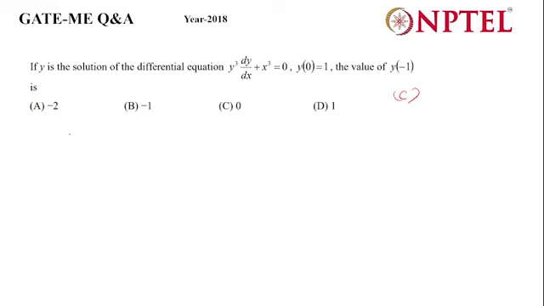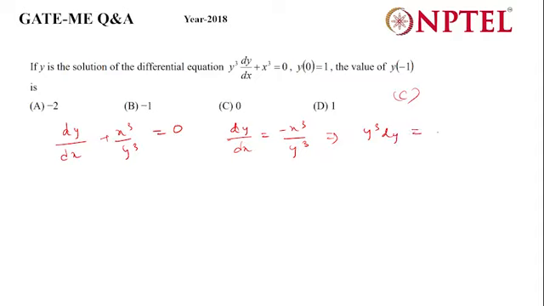Okay, let me solve this question real quick. So how can you write this? x cube by y cube is equal to 0. This is a variable separable equation. You can write it like this. And you'll integrate it. You'll get y to the power 4 divided by 4 equals x to the power 4 divided by 4 plus c.